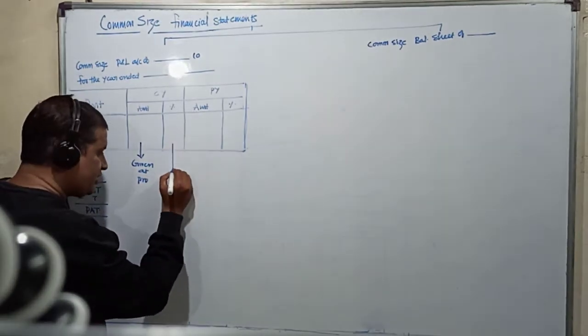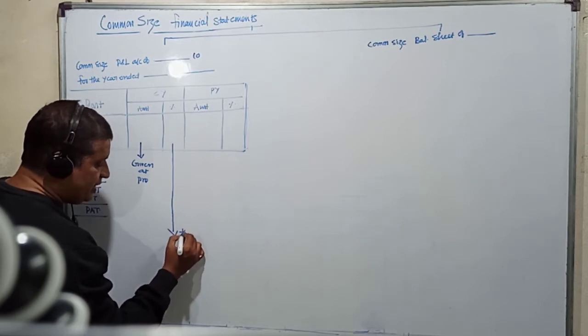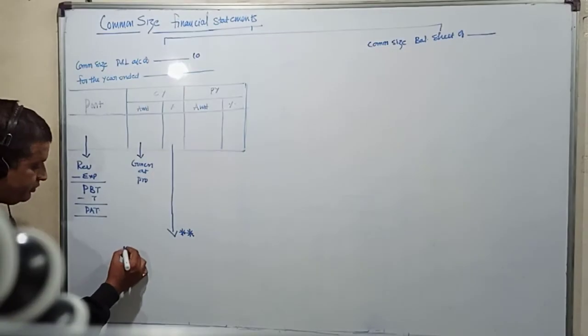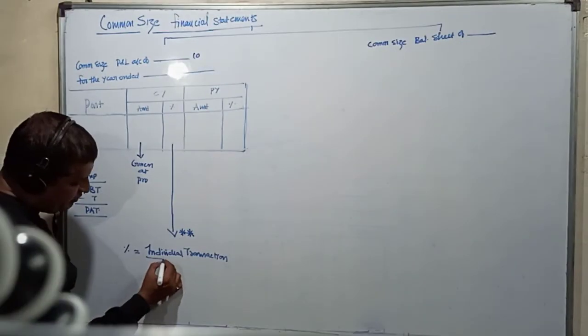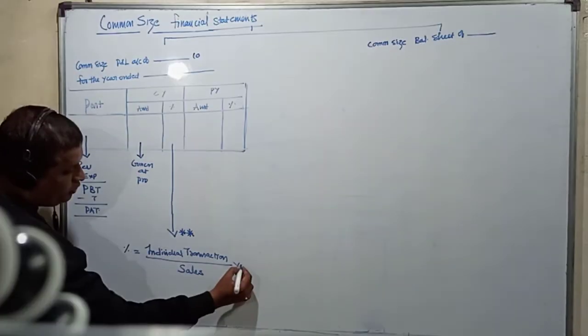Now the question comes, how do we calculate the percentage? This is what is important. The percentage column is equal to the individual transaction divided by sales into 100. When you're talking about sales, actually this is called net sales.